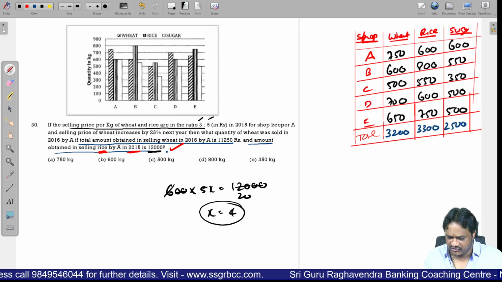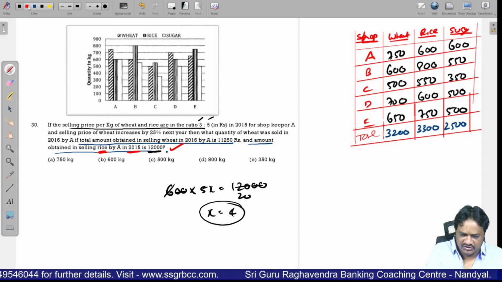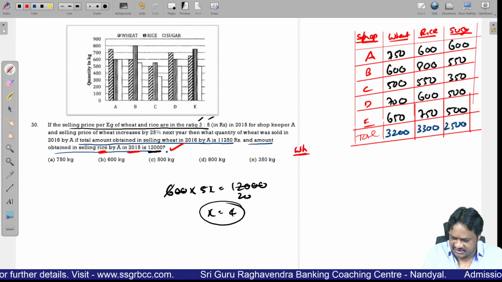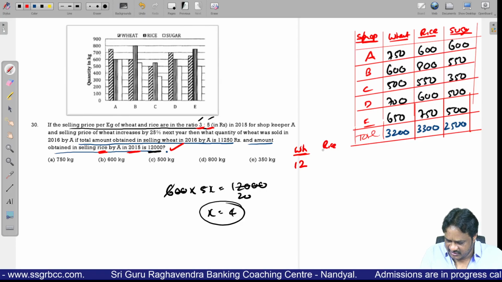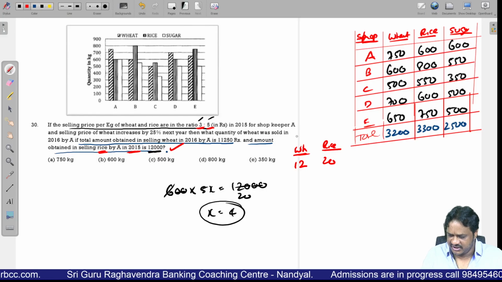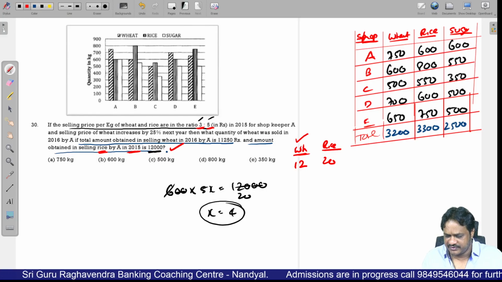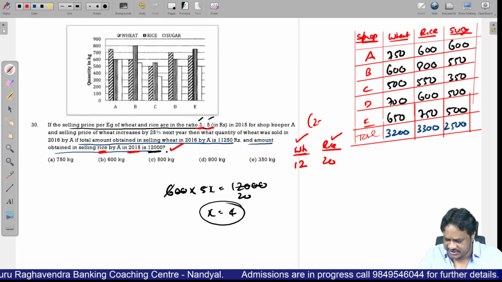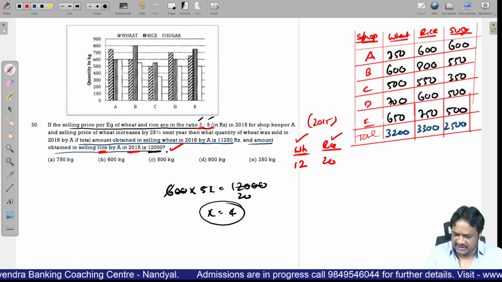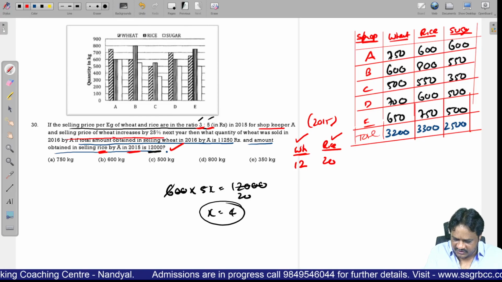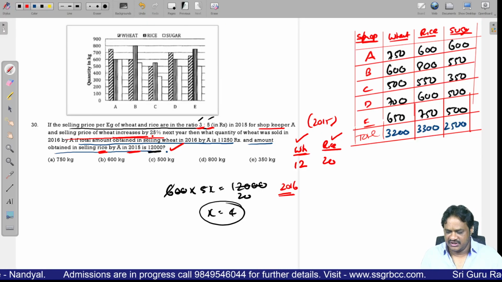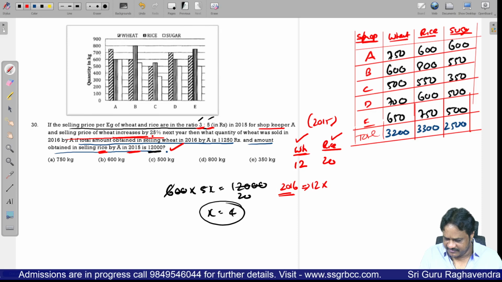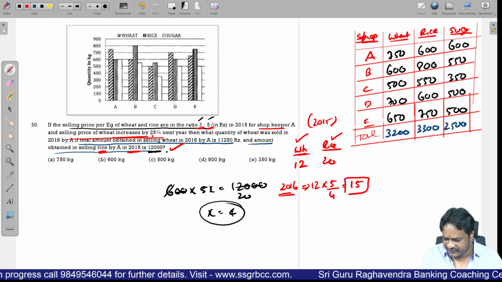X value is 4. If x value is 4, the wheat price is 3x. 3x means 3 into 4, 12. Rice will be 5x. 5 into 4, 20. The price of the wheat is 12 rupees. The price of rice is 20 rupees. That is in 2015. In 2016, the wheat price is increasing by 25%. Increasing by 25% means 12 into 5 by 4, that is 15 rupees.